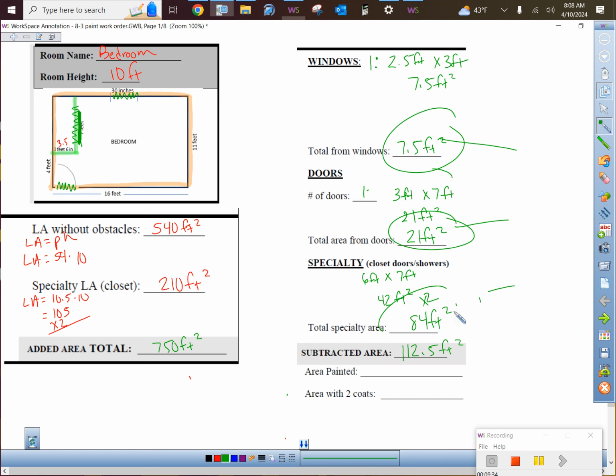And the only time that will probably happen to you is on a closet. You know, the closets are the weirdos. It's like, okay, you got to do the inside and the outside of it. So if you add those up, don't those add up to be 112.5? Thank you for catching my mistake there.